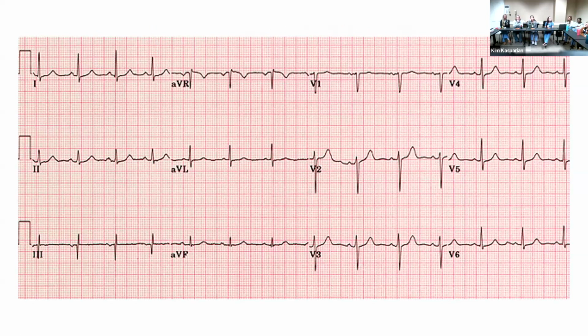Start with the rate. Well, I can barely see it, but I think I see 3 big boxes. So what's that divided by? 300, 150, and then around 75 beats per minute. I see P waves after every QRS and one before every QRS. Sinus, and then, so is it regular? Do you think it's regular or irregular? Okay. And this looks like it's normal sinus rhythm.